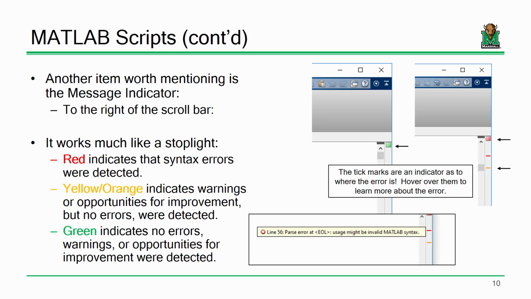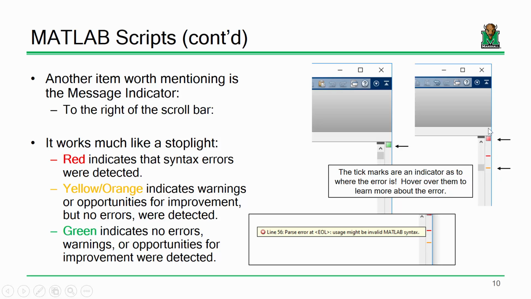Another nice thing that MATLAB will do is it's always looking at your script on the fly, even before you run it, trying to understand what you're doing and flag errors where they might be. If you have a section of the scroll bar with red indicators, that means there's a syntax error that needs to be corrected before the program is going to run successfully.